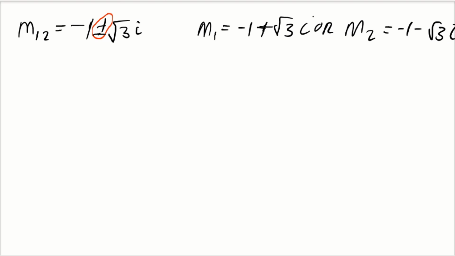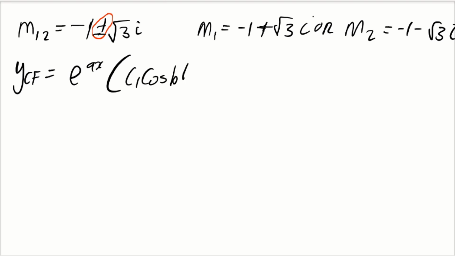Since your factors are complex numbers, you're going to use this equation to find your CF. You're going to use this equation right here: y equals e to the power ax, then c1 cos bx plus c2 sin bx.